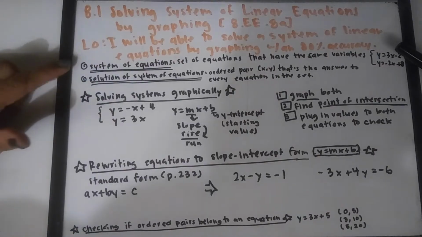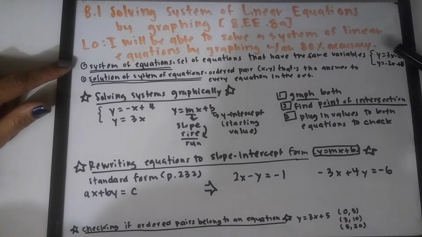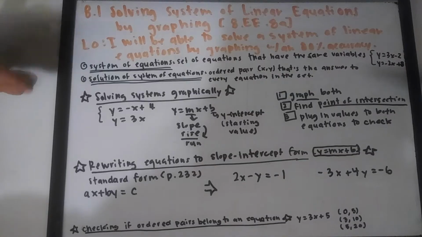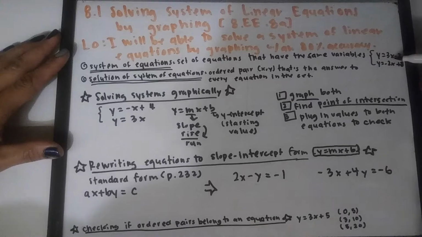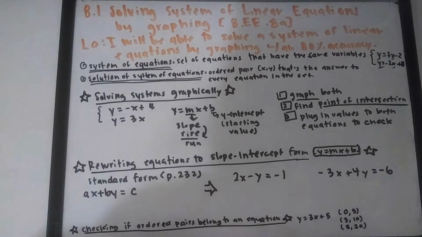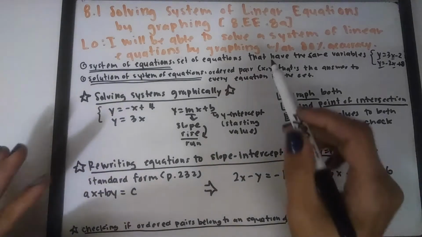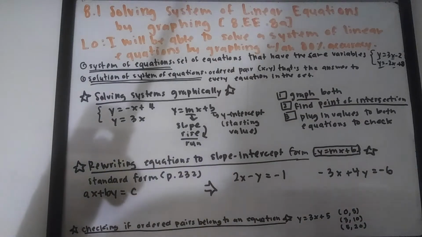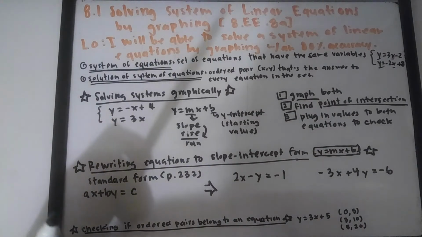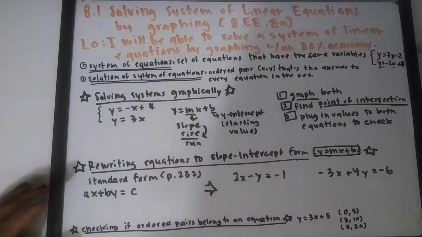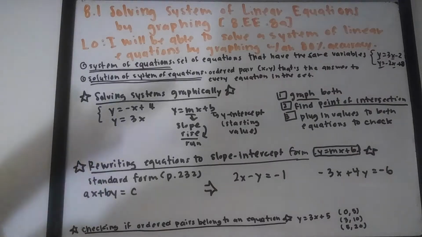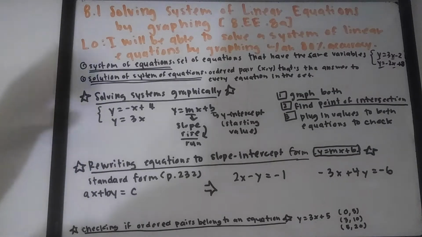So before we start, we have two vocabulary words to go over. The first one is system of equations, which is basically a set of equations that have the same variables. In this case, we have these two equations and both of them have an x and a y. And then the solution of a system of equations is the ordered pair that's the answer to every equation in the set. So basically points that belong to both equations, or whatever number of equations you have in the system, is the point or the points that satisfy those equations.